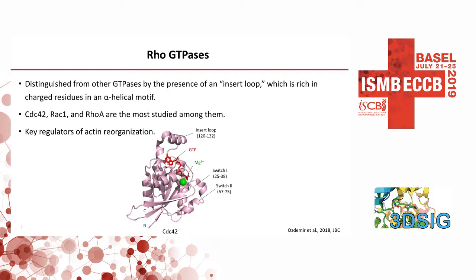RAC1, CDC42, and RhoA are the most studied Rho GTPases. Today I'm going to focus on CDC42 and RAC1. These two proteins are key regulators of actin reorganization. They play a role in actin polymerization and cell motility.